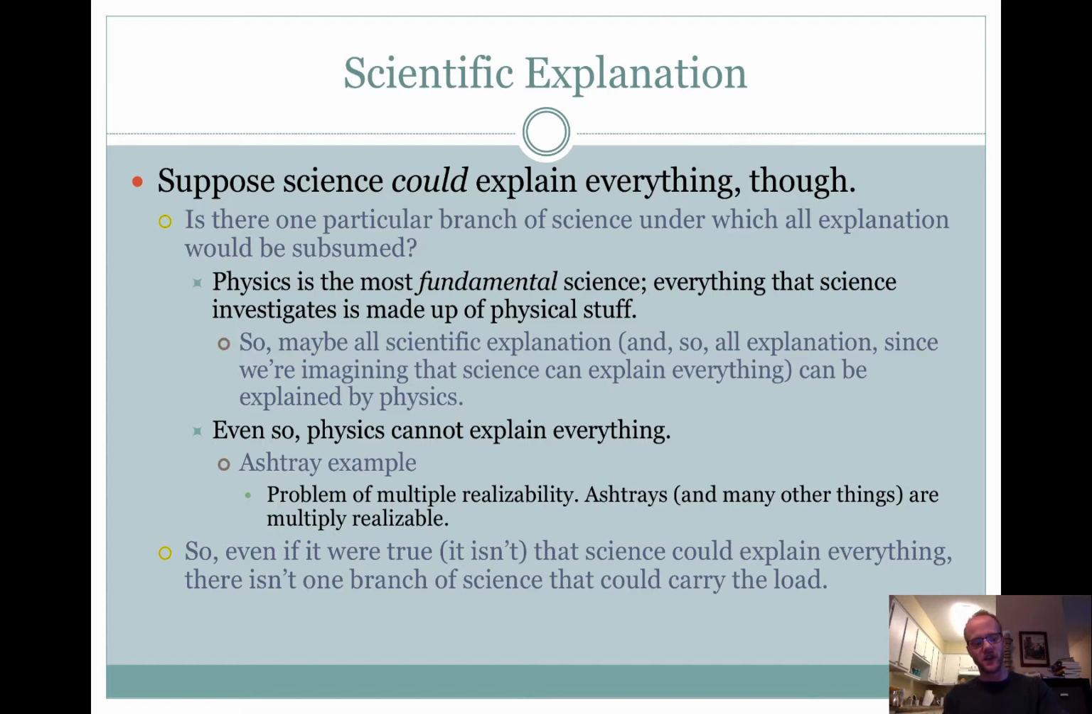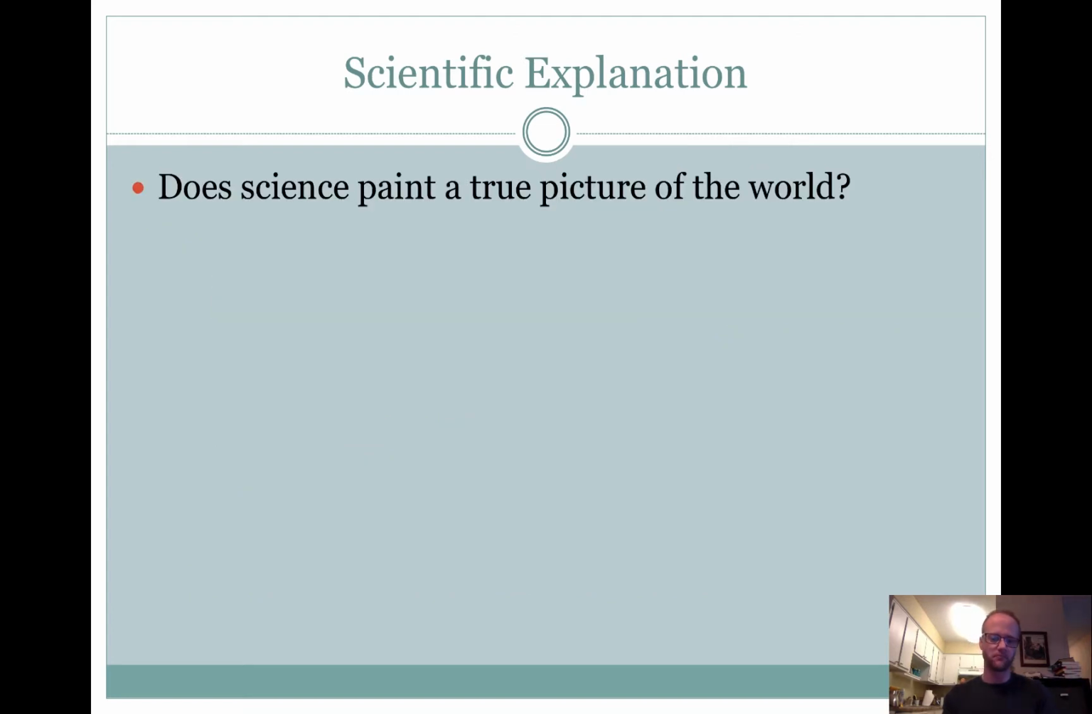So even if it were true that everything is explainable through the sciences, there doesn't seem to be one particular branch of science that can carry the load of all the explanation. It doesn't seem like whatever explanation you give, even if it can be given scientifically, it's going to bottom out in just one branch. Okay. Now, this is a relevant question to explanation. So if we're seeking scientific explanations about the world, we want to know if what science is giving to us as answers paint an accurate picture of how the world really is.